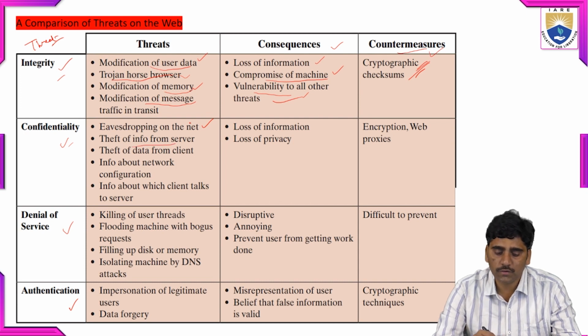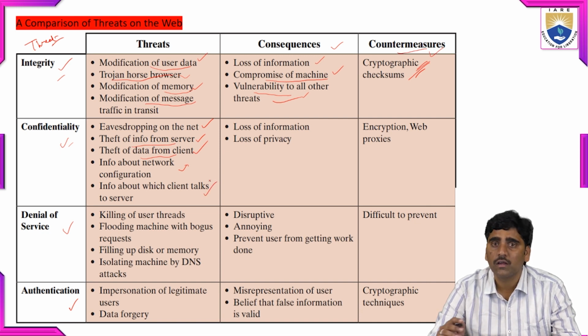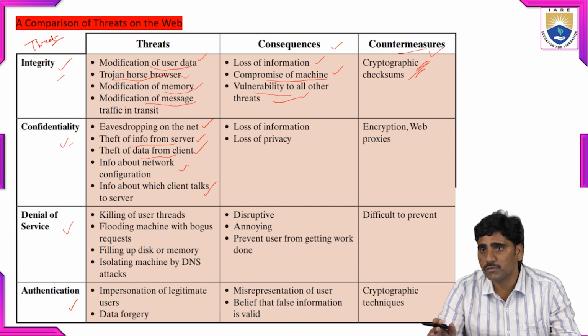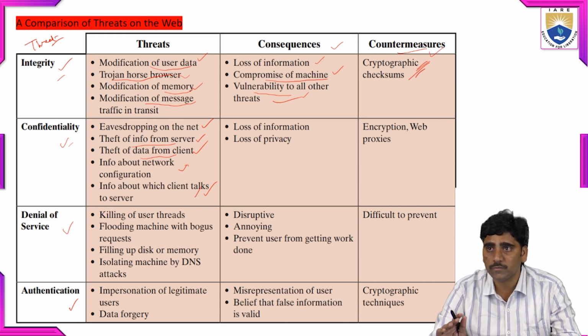Theft of information from the server, theft of data from the client as well as the server. Information about network configuration will also be obtained, and information about which clients talk to the server. So which client is talking with which server is also going to give away information about the client and server communication.